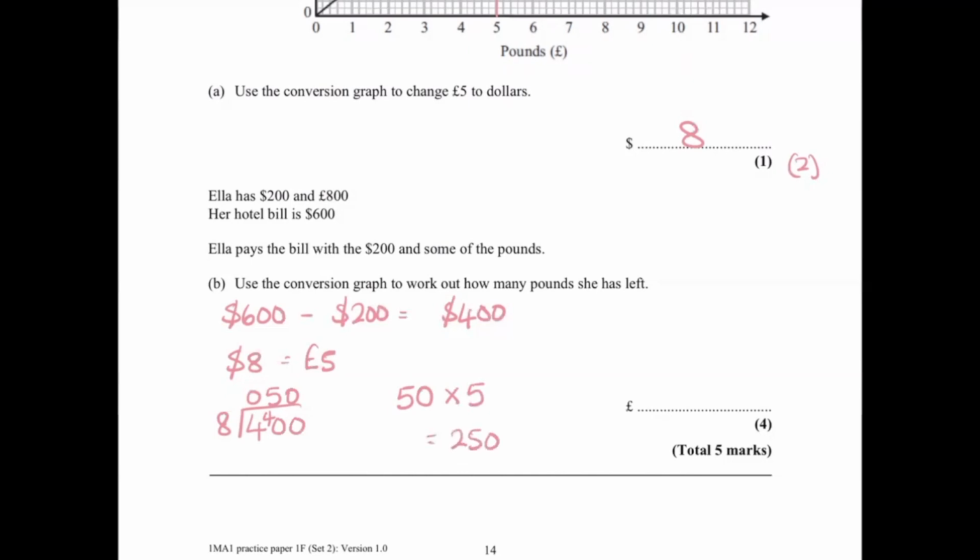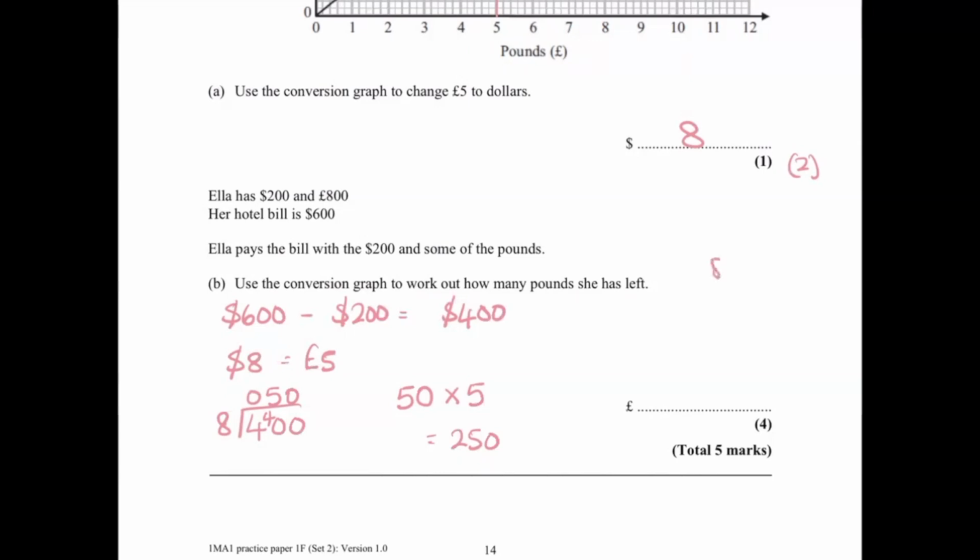Now we need to be careful. You might think you're done. Always reread that last bit here. It says use the conversion graph to work out how many pounds she has left. And it would be so tempting to put 250 on the line at this point. What we're going to have to do is finish this off.